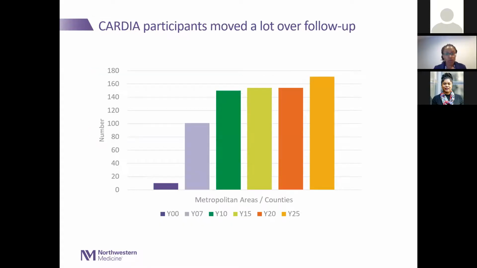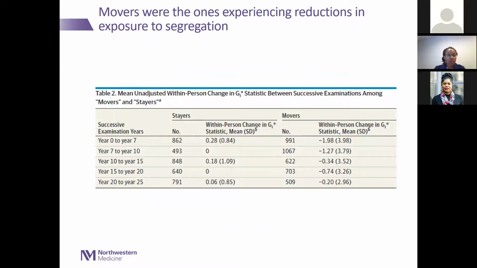And so what we saw in the CARDIA study is that people moved a lot over follow-up. As I said, they were 18 to 30 years old, so this is a big time when people are making those first moves out of their parents' homes or out of college. And so between the baseline exam in the mid-1980s and 7 years later in 1992, participants went from living in about 10 different metro areas in the US to 100 different metro areas in the US. So especially at this early time point, there were a lot of big moves that people made.